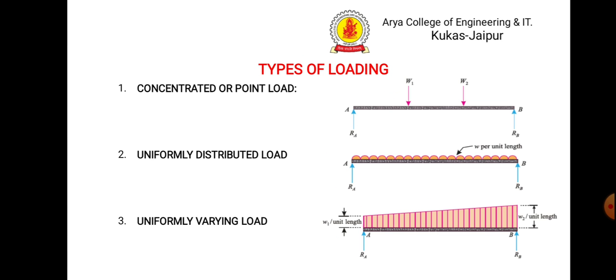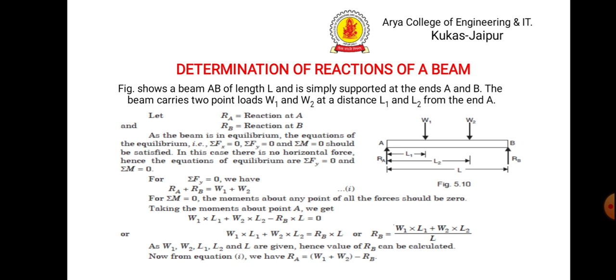Then the third one is uniformly varying load. When the load varies uniformly from one point to another point, it is known as uniformly varying load. In this figure, it is a combination of a UDL and one uniformly varying load. Now, how to find out the reactions of a beam? There are two methods: one is graphical and the other is analytical. But we will focus only on the analytical method.